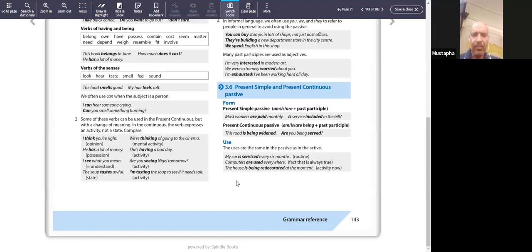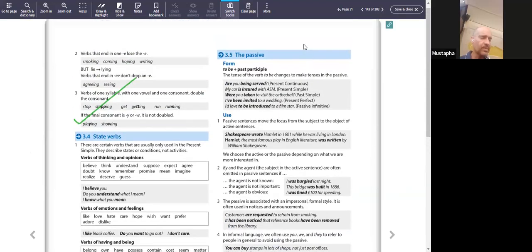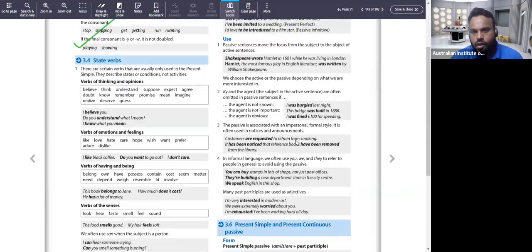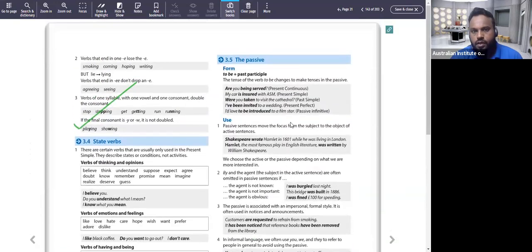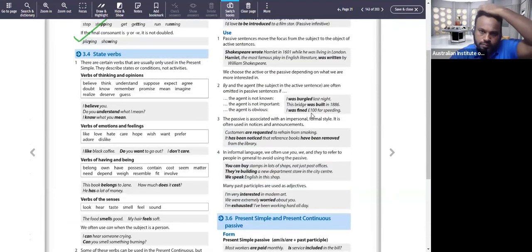It's clear. Beautiful. Okay, we'll go into this more when we do practice. Now this was about state verbs. Now I'll quickly complete the passive voice and present continuous tense.